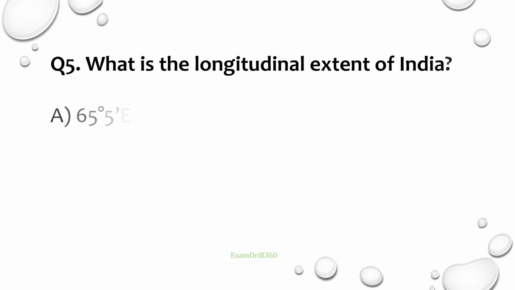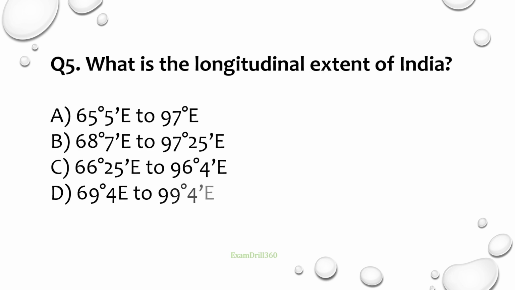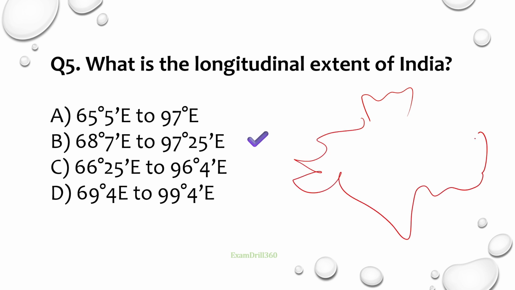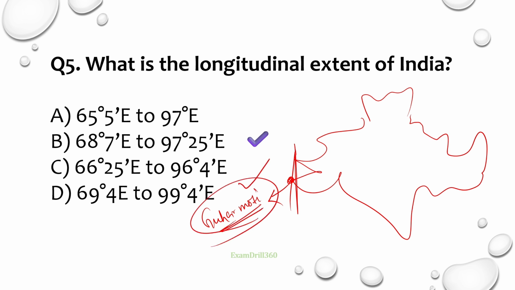Question number 5. What is the longitudinal extent of India? Correct answer is 68 degrees 7 minutes east to 97 degrees 25 minutes east. And what are those places? If we see the map, I am very bad at drawing, so ignore the drawings. So here we have the westernmost point. The westernmost point is what? This place is Guharmoti in Gujarat. So what is the longitude? 68 degrees 7 minutes east. For which place? Guharmoti. Clear?